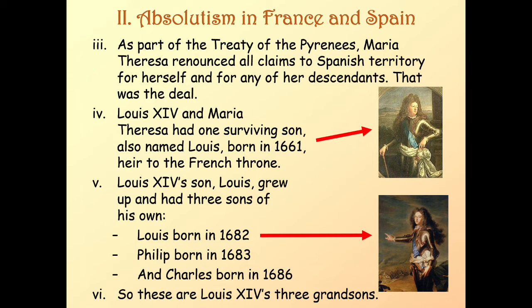And Louis XIV and Maria Theresa had one surviving son, also named Louis, born in 1661, and he was the heir to the French throne. So Louis XIV's son, Louis, grew up and had three sons of his own. He had Louis, born in 1682, Philip, born in 1683, and Charles, born in 1686. And so all three of these are Louis XIV's three grandsons.